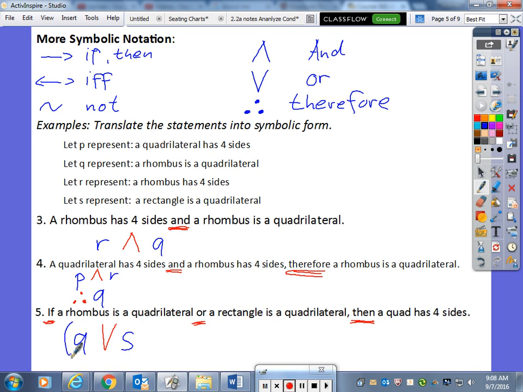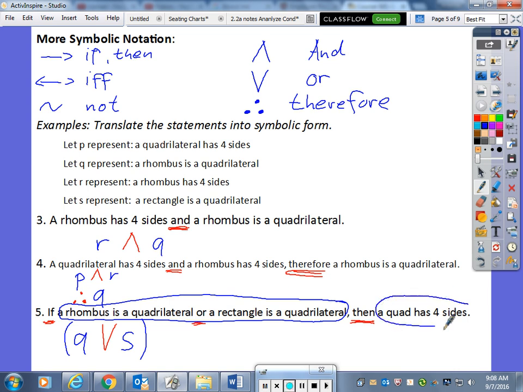And I'm going to put parentheses around these because together they form our hypothesis. See, this is the entire part that's following the if. And a quad has 4 sides is our conclusion in this case. So for the if, then we use just a regular arrow that we already know. Our conclusion, a quad has 4 sides, is represented by the letter P.